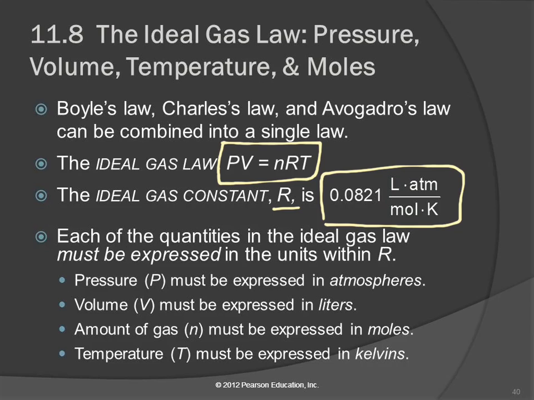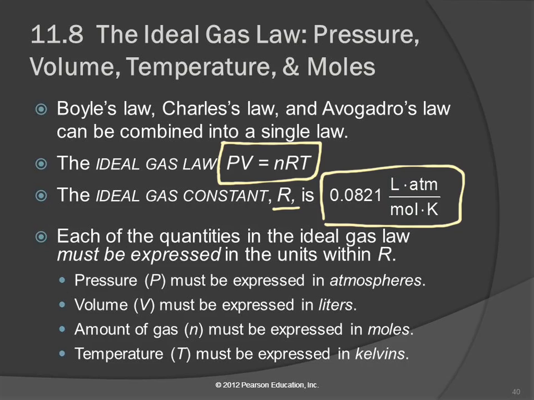Liter atmospheres per mole Kelvin. But these units tell us what units we have to use in the equation. So to use the ideal gas law with this gas constant, you have to have pressure in atmospheres, volume in liters, amount of gas in moles, and temperature in Kelvin. The other gas laws, we said that the amount of gas had to be moles or millimoles or something like that, and the temperature had to be in kelvins, but the pressure and the volume could be pretty much anything because they would cancel each other out.